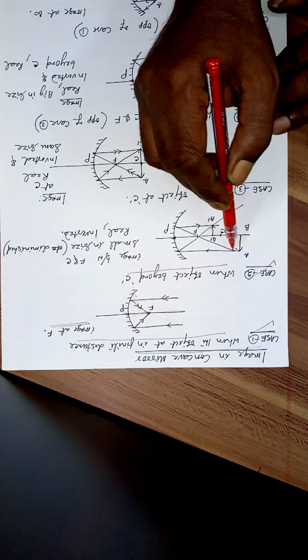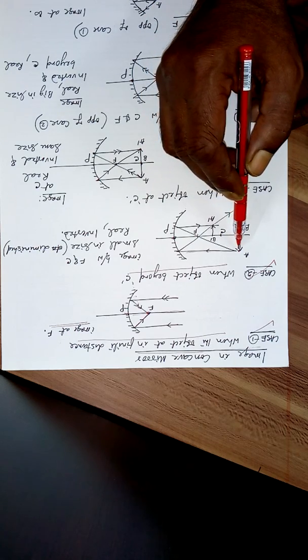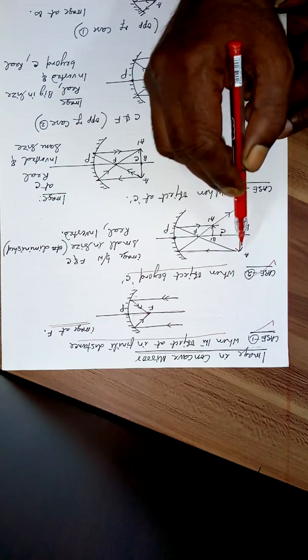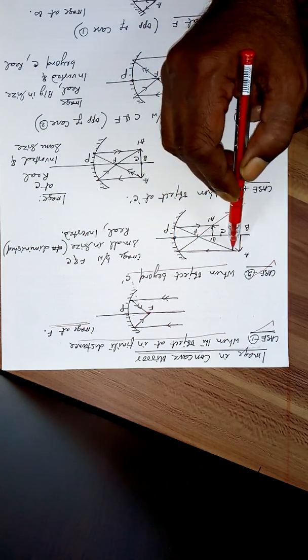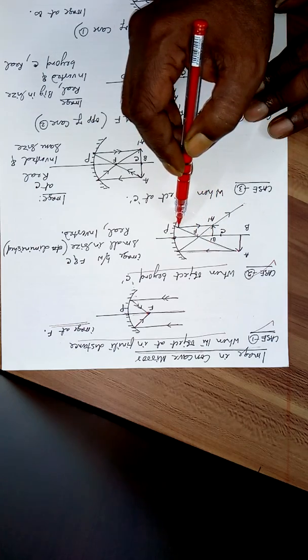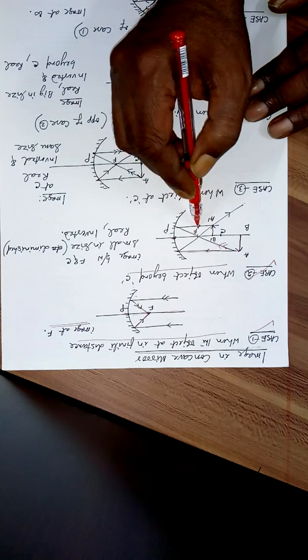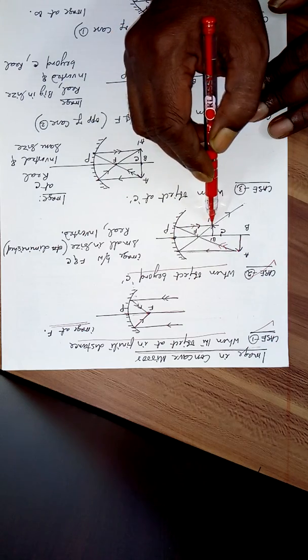From here, a ray traveling parallel passes through the focus. I have told you before, to find the image, we need at least 2 rays. So from this point, this is one ray which passes through focus. The second ray passing through focus becomes parallel. So from this point, I have taken 2 rays, both after reflection, they meet here.